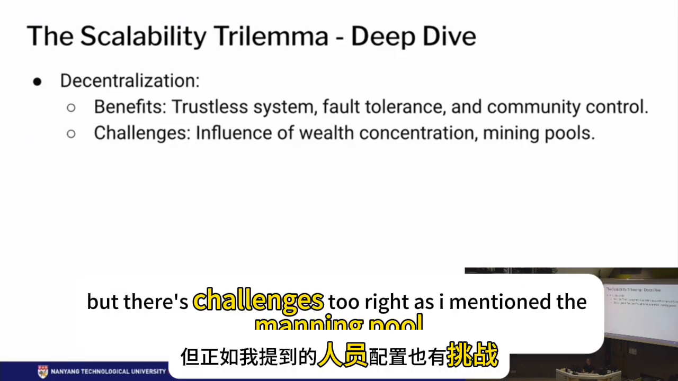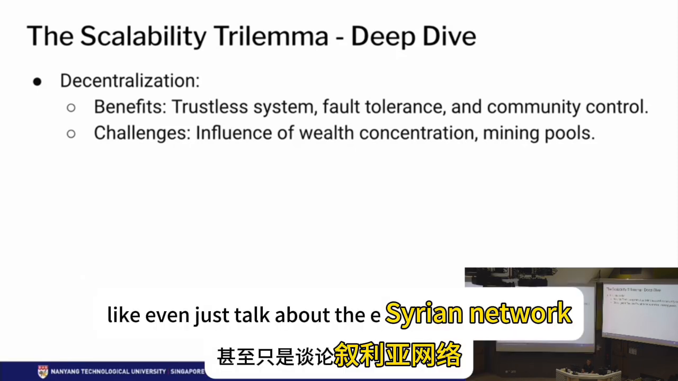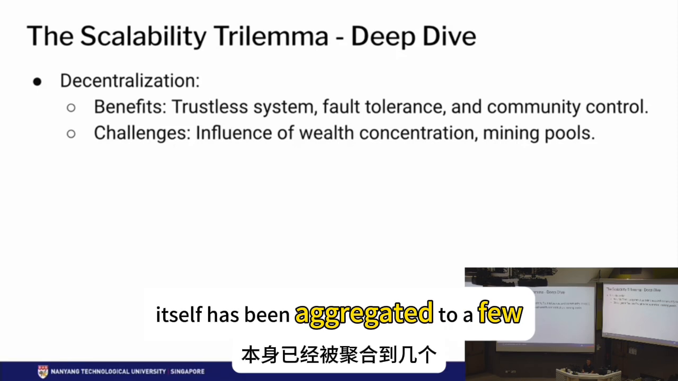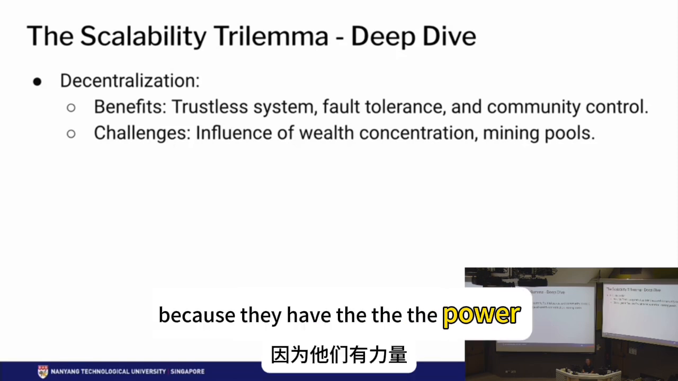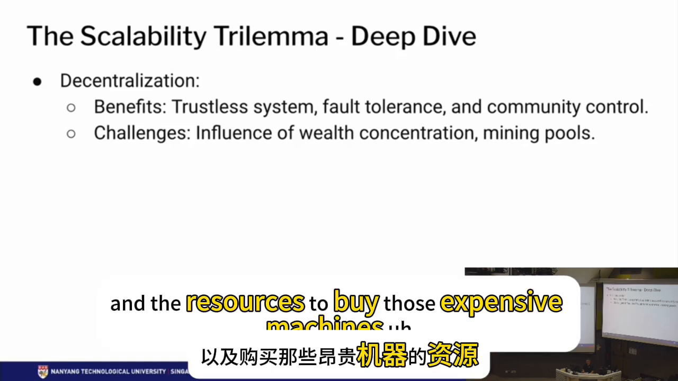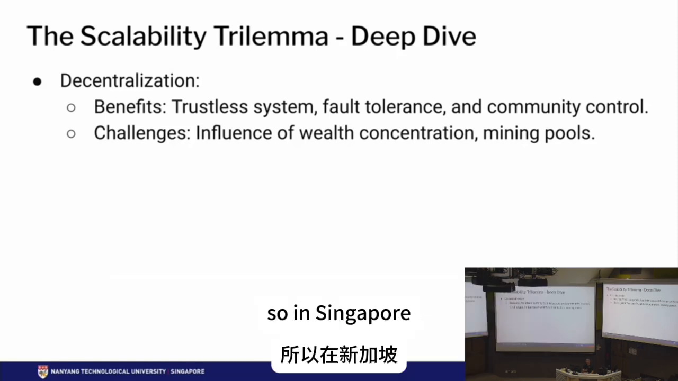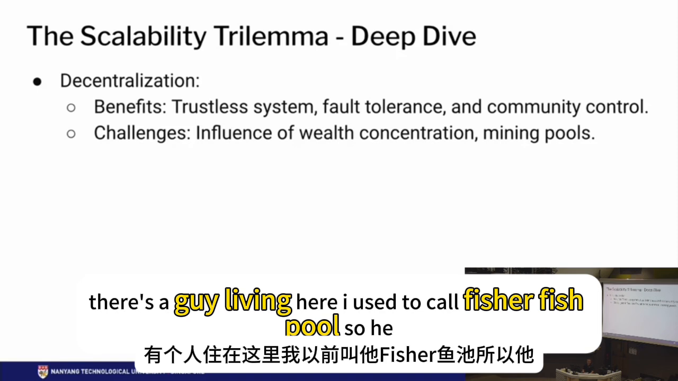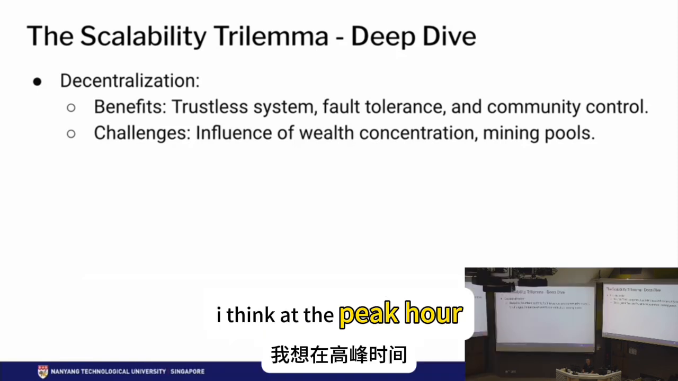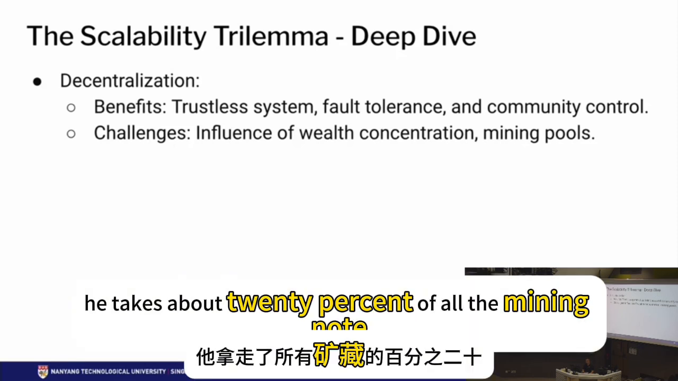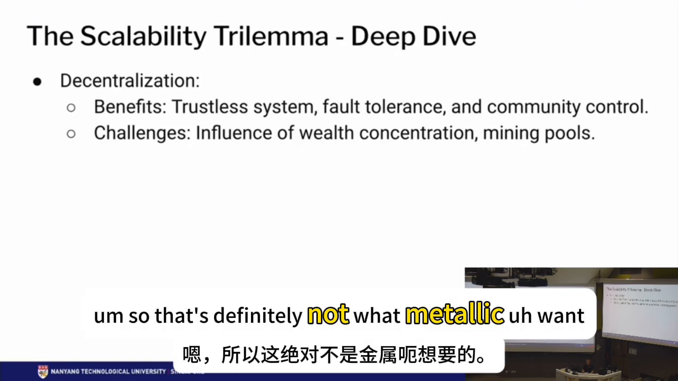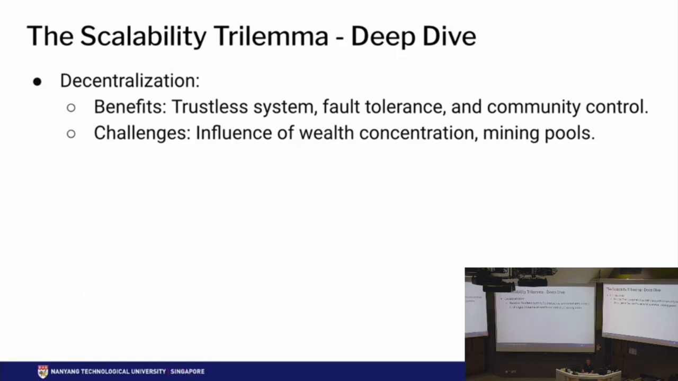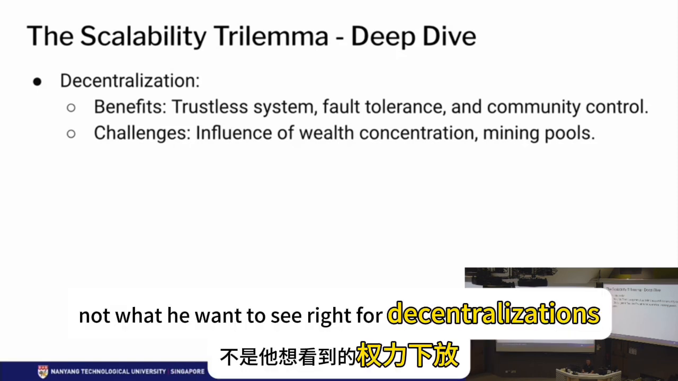But there are challenges too, right? As I mentioned, the mining pools. Even just talking about the Ethereum network itself, it has been aggregated into a few big mining pools because they have the power and the resources to buy those expensive machines. In Singapore, there's a guy living here, called Fish Pool. I think at peak hour, he takes about 20% of all the mining nodes for the Ethereum network.